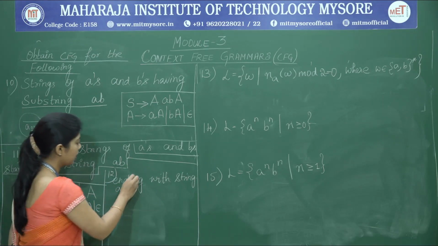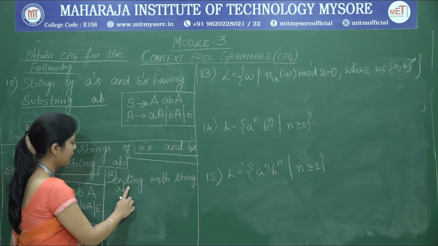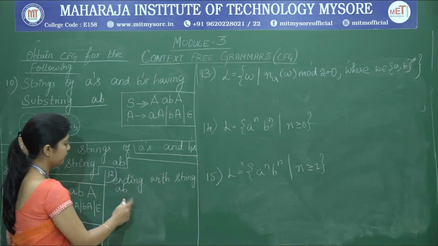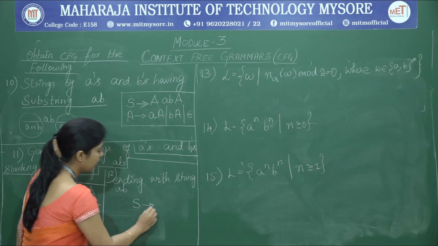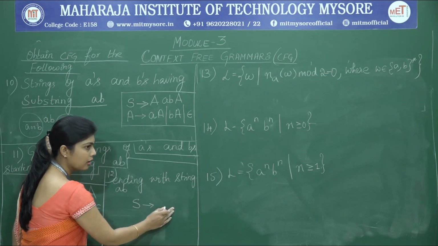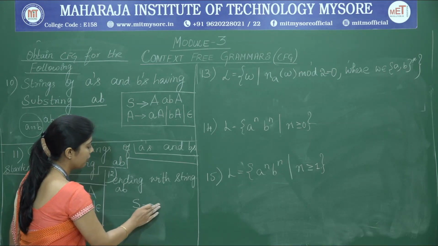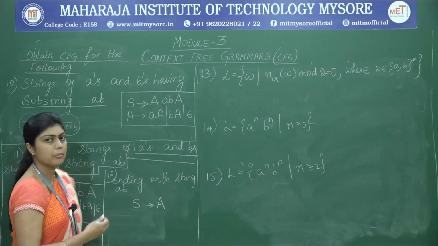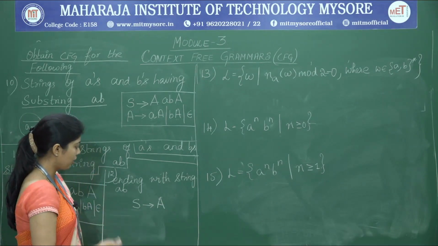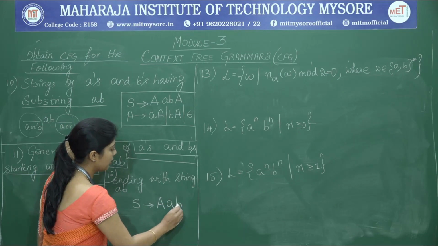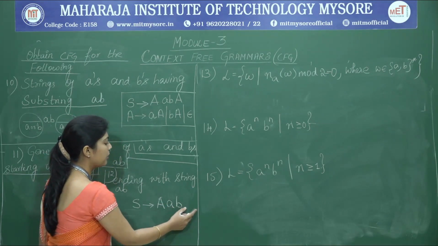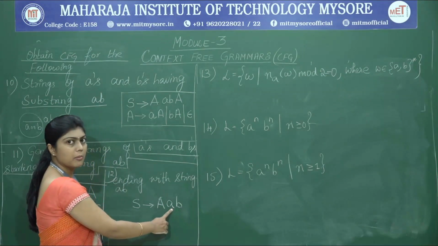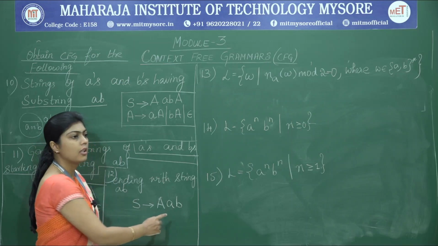Likewise, similar to the previous problem, we have strings of A's and B's ending with the string AB. So S can have anything in the beginning. This anything cannot be defined, so therefore in the beginning I am going to make it a variable that can be substituted for anything later on. Then we have AB, it has to end with AB. So after this AB nothing has to come. Okay. So the last symbol has to be a B and the last but one symbol has to be an A. So this is what is required.